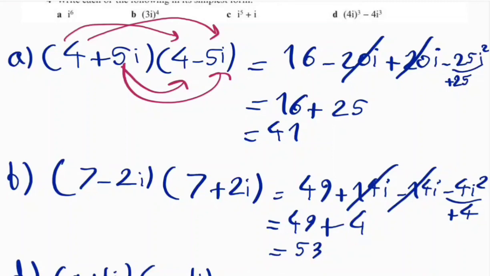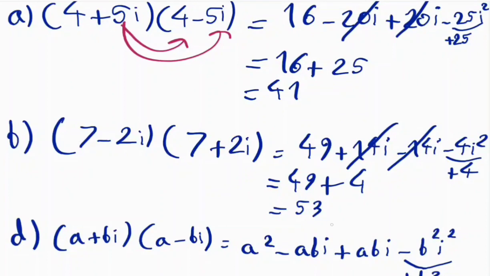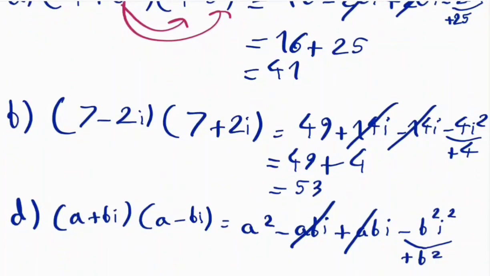So a times a is a squared. A times -bi is -abi. bi times a is abi. bi times -bi is -b squared i squared. So again, the same thing happens here, because i squared is -1, and -1 times -b squared is positive b squared. And -abi plus abi is 0. So we get a squared plus b squared.